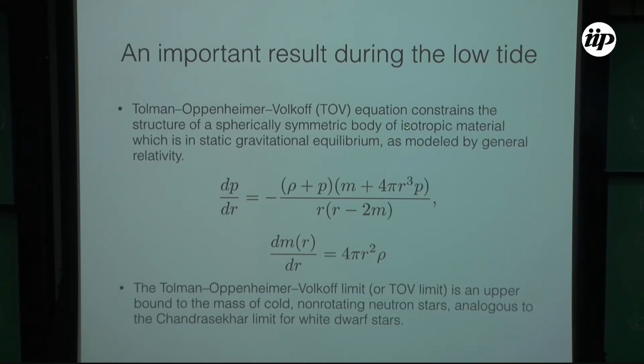This is 1936, I think, and the Tolman-Oppenheimer-Volkoff limit is the upper bound to the mass of cold non-rotating neutron stars, analogous to the Chandrasekhar limit for white dwarf stars. The reason why all this is extremely important is that then clearly there is a path for the evolution of stars, and depending on their mass, some of them are going to become very compact objects, even more compact than white dwarfs: neutron stars, or black holes.